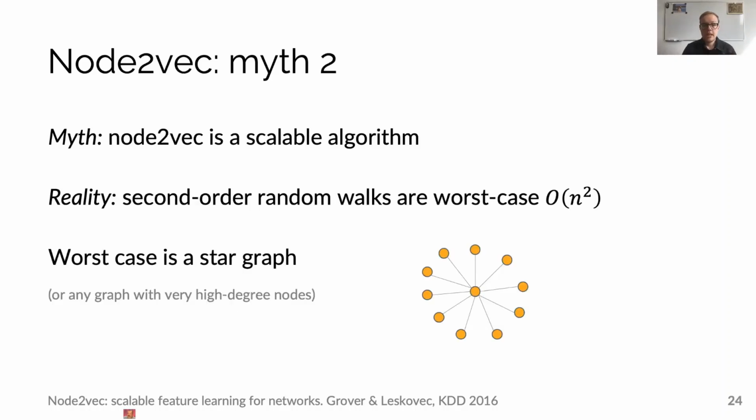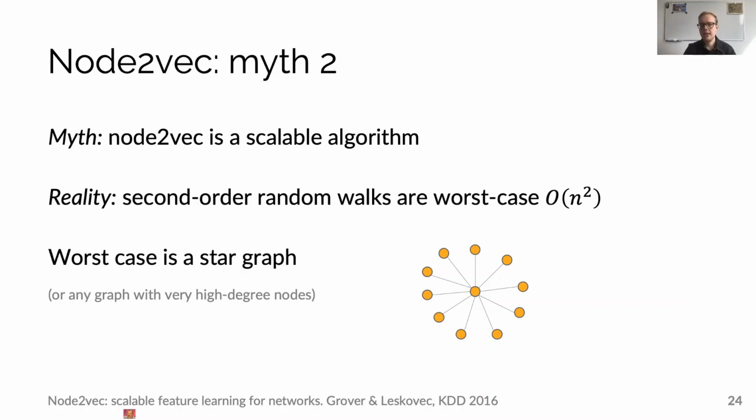Myth 2 is that Node2Vec is a scalable algorithm. So it's even in the title, and typically we believe titles in papers. So the title is Node2Vec: Scalable Feature Learning for Networks, published in KDD. In reality, the second order random walks are worst case quadratic in the number of nodes in the graph. And that's really bad if we talk about graphs.